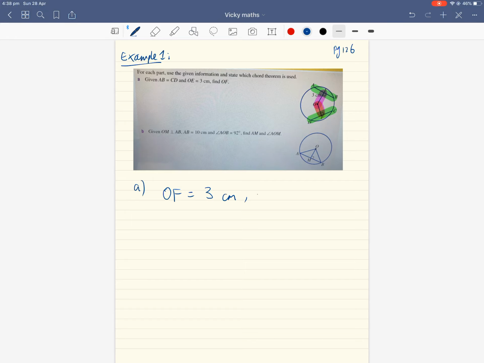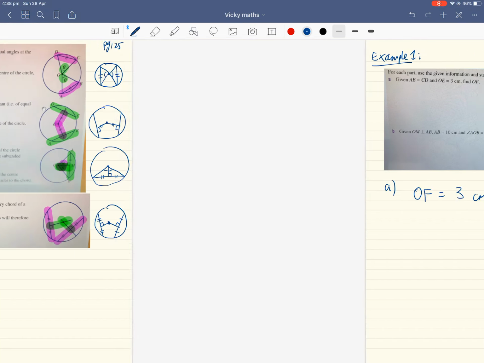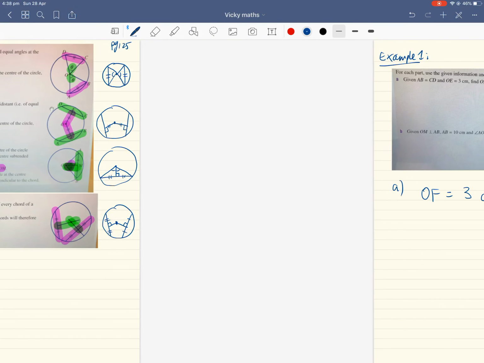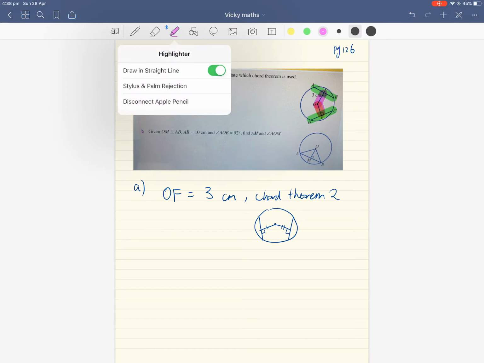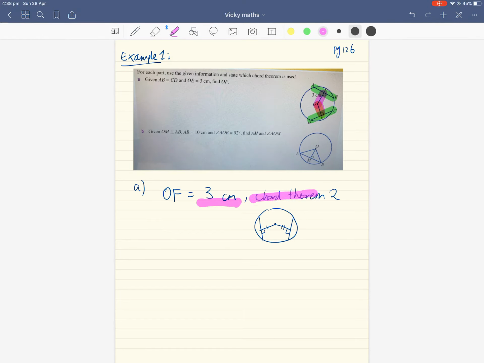Why? You can either say because of chord theorem number 2, or remember those symbols, you can draw a miniature version, or you can draw a symbol to indicate that it's chord theorem 2 that you are using. So if you like the words, write using chord theorem 2, or you can do the symbol, or if you just want to make sure everything's all good, then you can write both the words and the symbol. So don't just write the answer down, that the answer is 3, but also make sure you explain which chord theorem you have used to get to your answer.